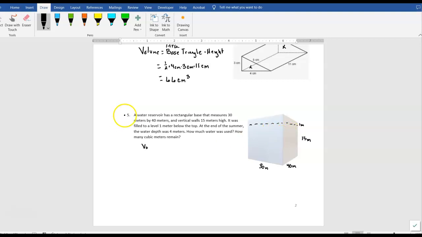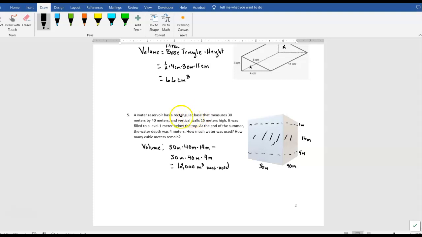So we really have the volume is 30 meters times 40 meters times 14 meters. So that's how much is actually in the tank. And it says at the end of the summer, the water depth was 4 meters. So we have 4 meters here. So we want to know how much water was used. So we're going to subtract out 30 meters times 40 meters times our 4 meters. That's where we're at. And so if we type this all in, we're going to end up with a total of 12,000 cubic meters of water was used.